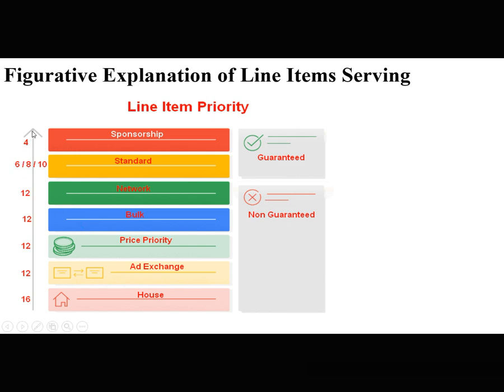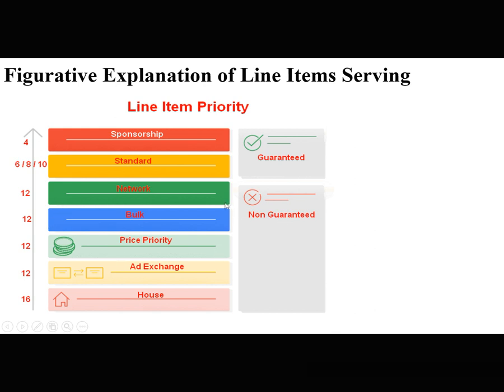You can see the top priority is sponsorship, which is a guaranteed line item. If a sponsorship line item is serving, no other ads will serve, only the sponsorship line item will serve on that particular ad inventory where it is active. Second is standard. The impressions are guaranteed, but they can be stopped if there is a sponsorship line item conflicting with the standard line item on a particular ad inventory.